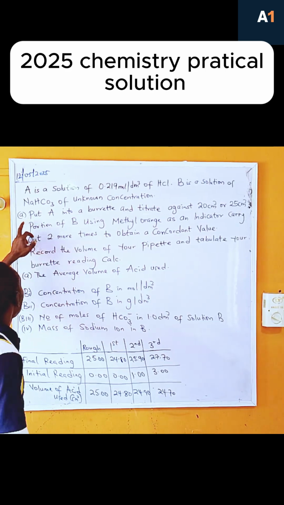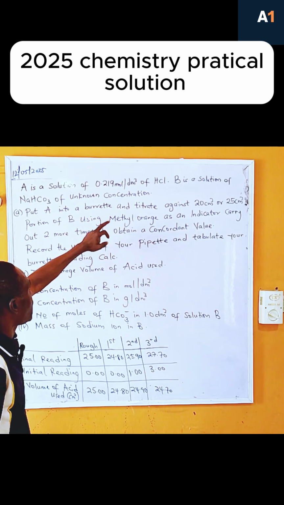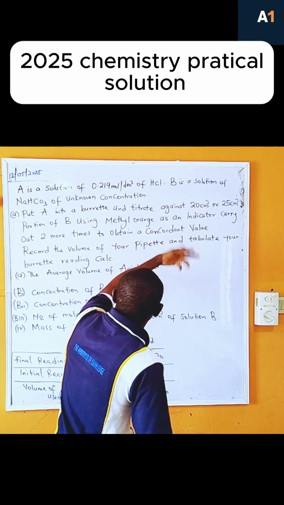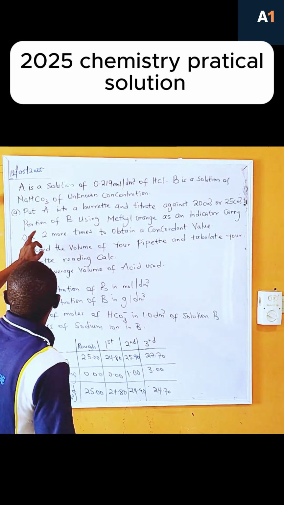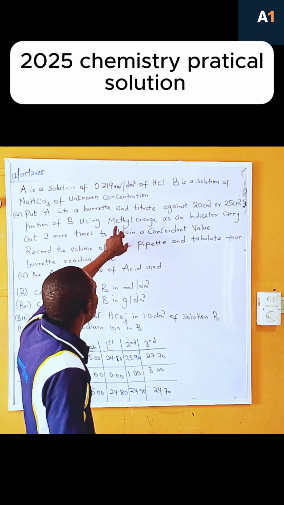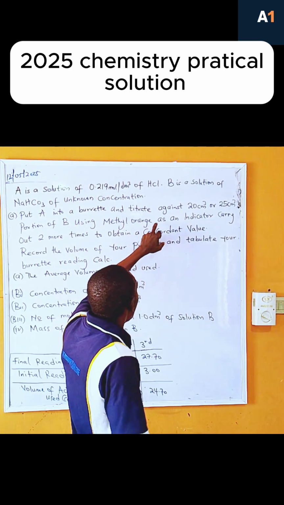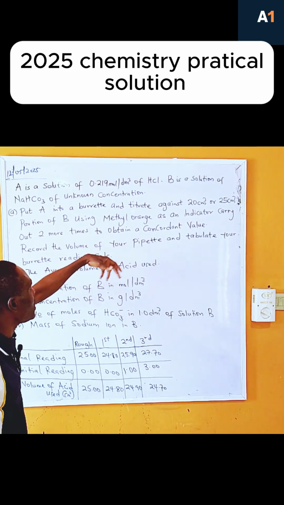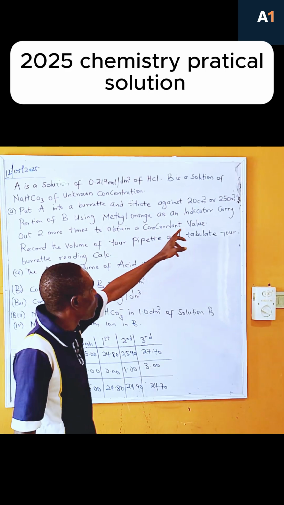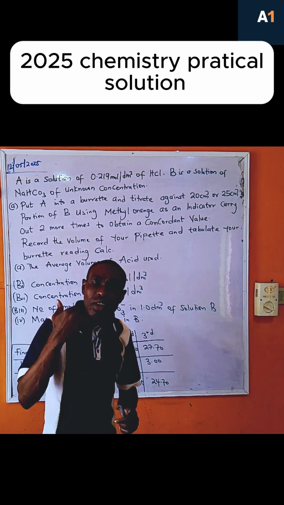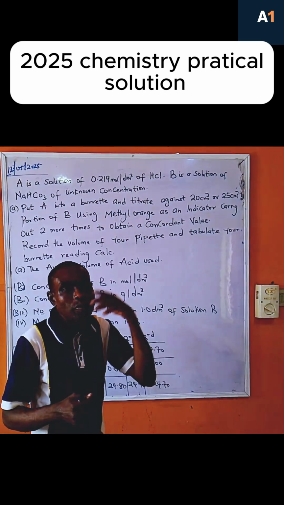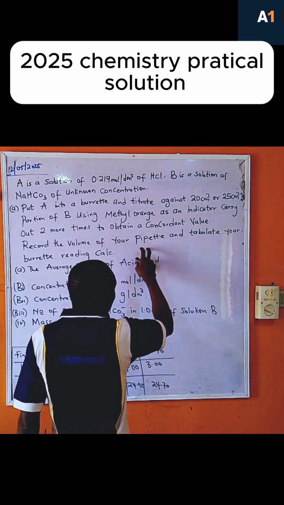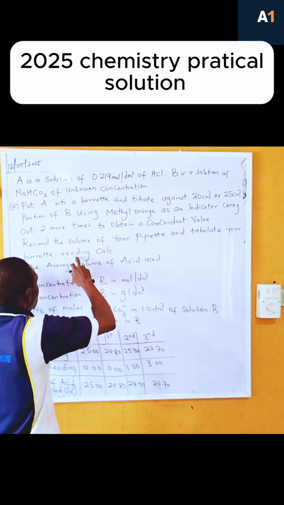A is known. Then we have to put A into a burette and titrate against 20 centimeter cube or 25 centimeter cube, depending on the one you use. So portion of B, using methyl orange as an indicator. Carry out 2 more times to obtain concordant values. Now after you perform one, which is the rough one, you can also perform 2 times. Then you have to record the volume of your pipette and tabulate burette reading.